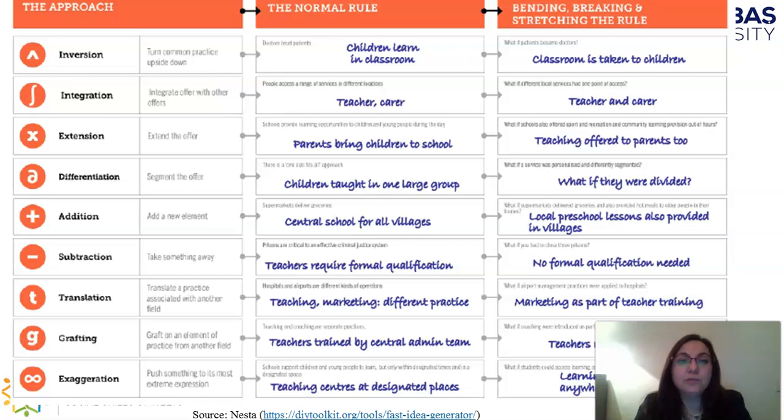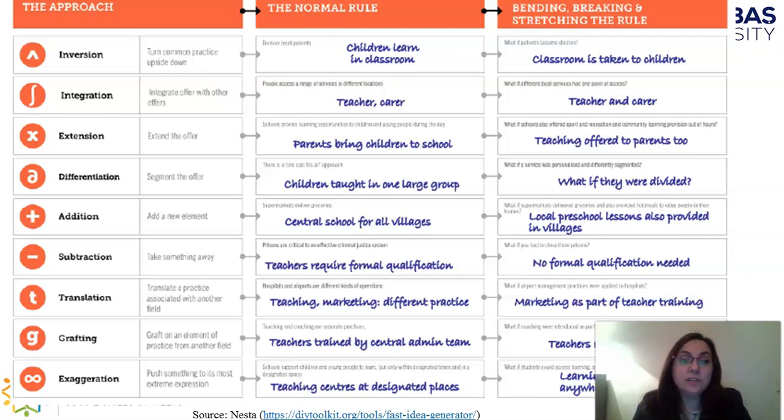In the addition approach, the normal rule for the school example is that there's a central school for all villages. However, when you bend, break, or stretch this rule, you can come up with the idea local preschool lessons also provided in villages. So you add a new service. In the subtraction approach, teachers require formal qualification as a normal rule. But what if you subtract that and say that no formal qualification is needed? Then it's going to be easier to find teachers.